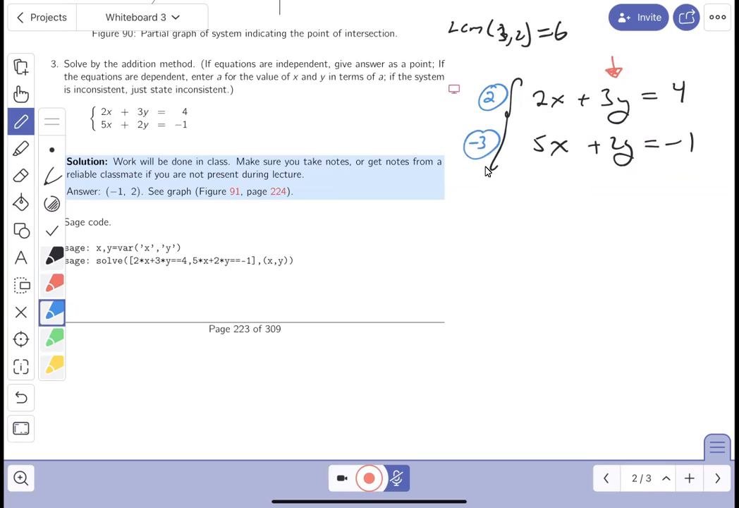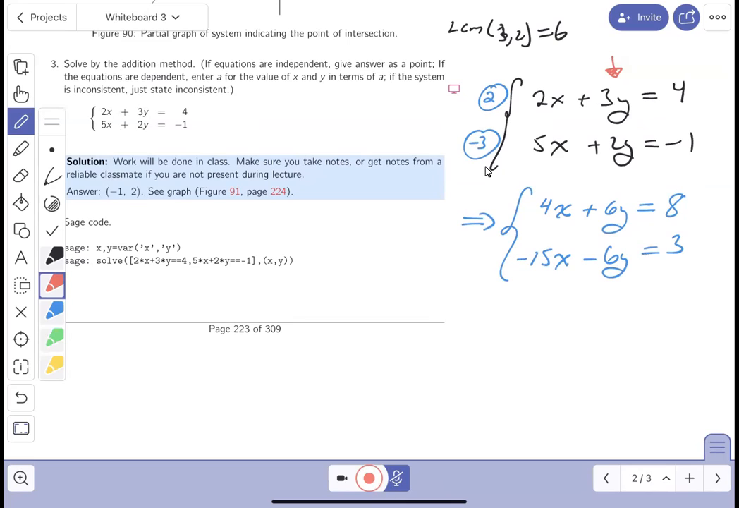Now, if I did that, let me do that over here. What are you going to get? 4x plus 6y. I want to repeat what I'm doing. I'm multiplying the top equation, which means both sides, by 2. So 2 times 2x is 4x, 2 times 3y is 6y. Well, 2 times 4 is 8. And I'm going to multiply the bottom equation by minus 3. What does that mean? I'm multiplying both sides by minus 3. What do you get? Minus 15x minus 6y equals 3. Now what am I going to do?